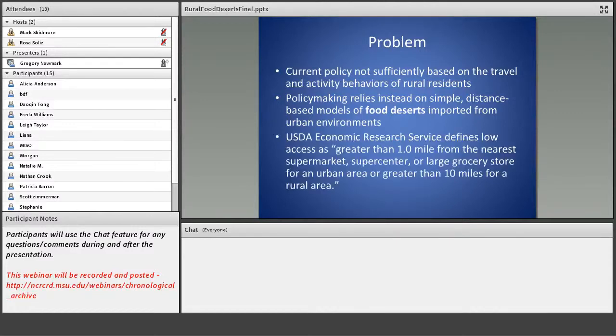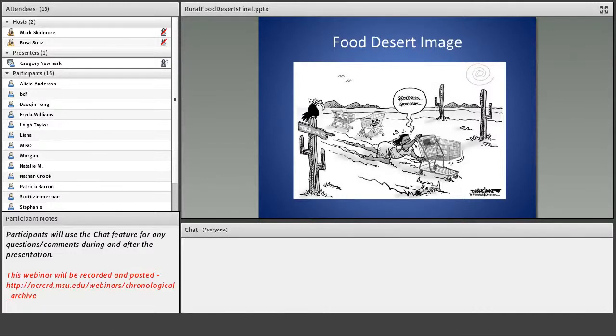So to demonstrate, this is the definition that the USDA ERS provides, which is they define low access, which is one of their standards for a food desert, as greater than 1 mile from the nearest supermarket, supercenter, or large grocery store for an urban area, or greater than 10 miles for a rural area. And the image of a food desert is so powerful. The idea of real privation for one of life's necessities, and kind of being out there exposed, trudging through the desert to try to get some groceries.